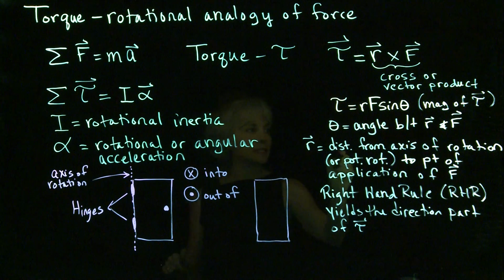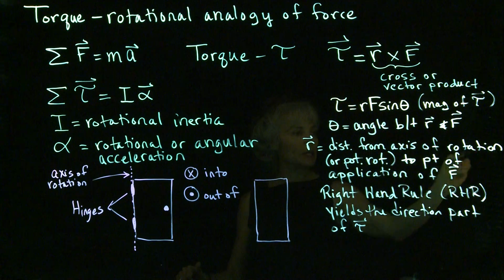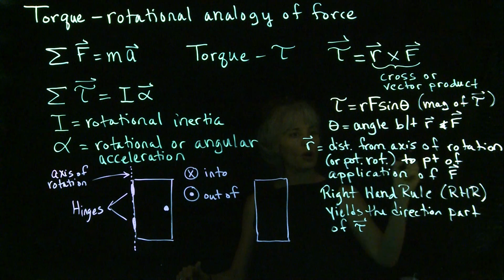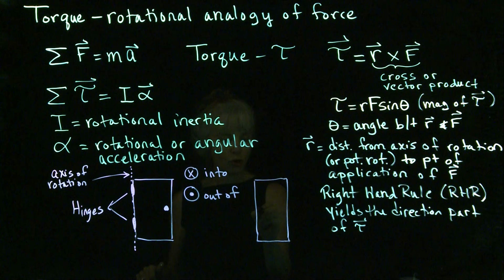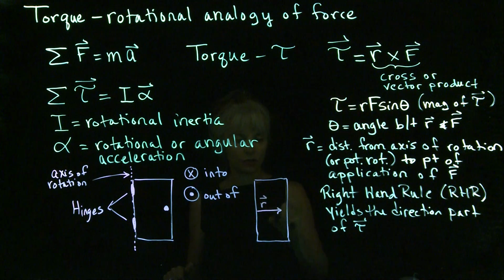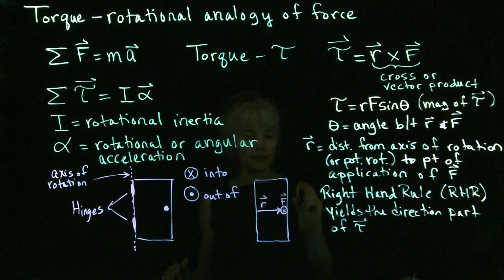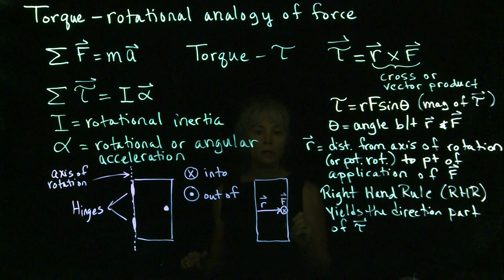And remember, R is the distance from the axis of rotation to the point of contact of the force. So the vector R is drawn with a tail at the axis of rotation and a tip at the point of application of the force. So that is our vector R. The force we're applying is into the board in this particular example.